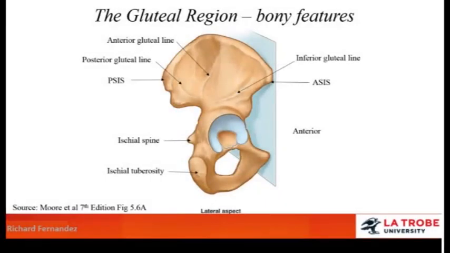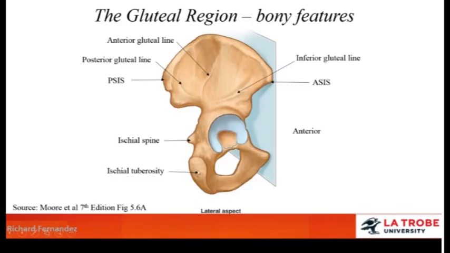The bony features of the gluteal region correspond to those of the posterior pelvis, in particular the posterior surface of the ilium and the ischium. You can see here the iliac crest superiorly, which ends at the anterior superior iliac spine anteriorly, and the posterior superior iliac spine posteriorly. Traversing inferiorly, we notice features of the ischium, most notably the greater sciatic notch, the ischial spine, the lesser sciatic notch, and the ischial tuberosity.